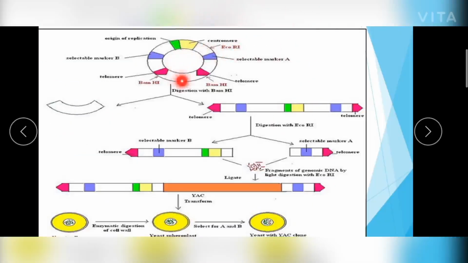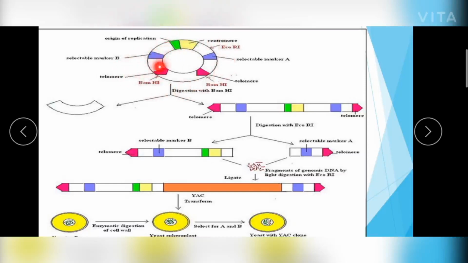In this picture, let's see how the YAC works. This is the YAC chromosome, which is in circular form. The yellow color represents the yeast origin of replication and the yeast selectable marker, the pink color ones are the telomeres. The green portion represents the bacterial origin of replication and the bacterial selectable marker.